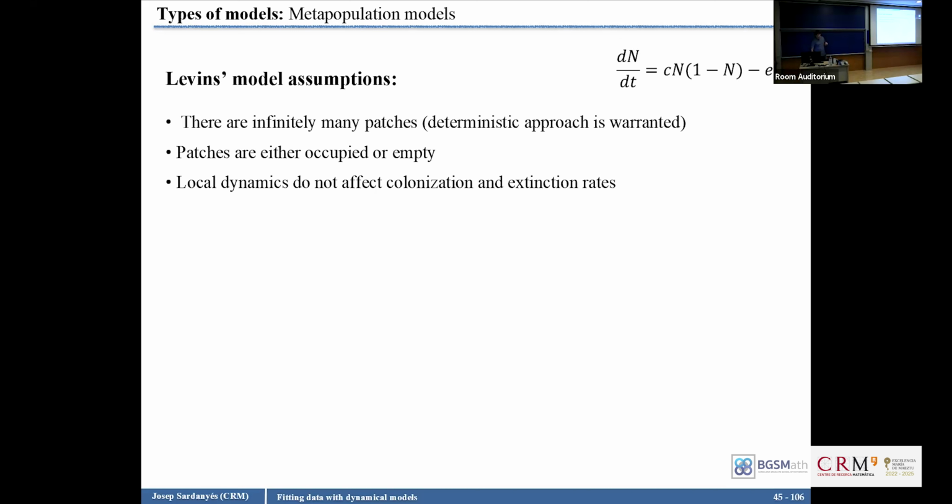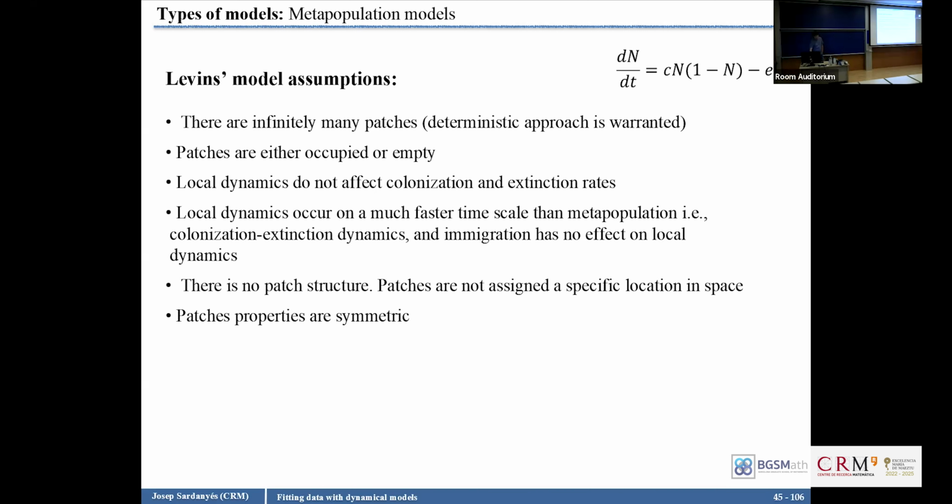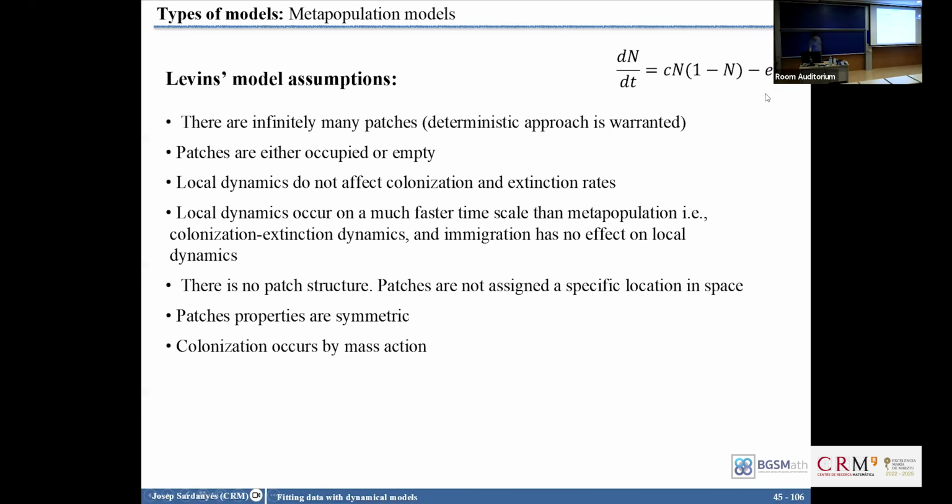It assumes that local dynamics do not affect colonization and extinction rates. Also, that local dynamics occur on a much faster time scale than the metapopulation, and then this is the colonization-extinction dynamics. And immigration has no effect on local dynamics. It also assumes that there is no patch structure. I mean, these patches do not have a geographical position, a specific position. It also assumes that patches are symmetric. So if we wanted to do a system in which patches are asymmetric, then we should modify this model. We could not use this.